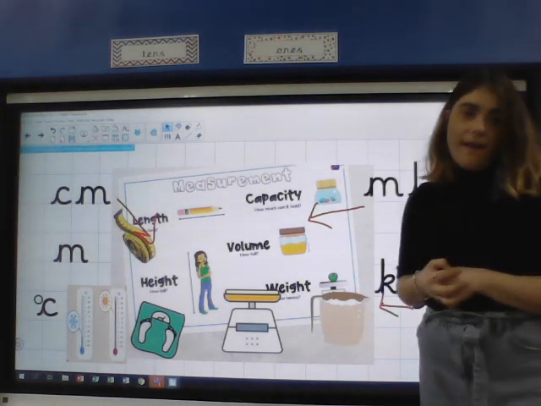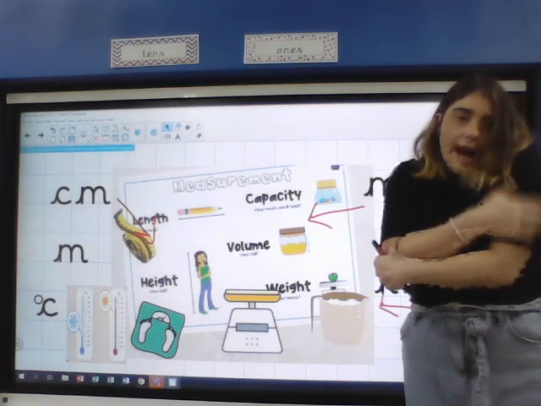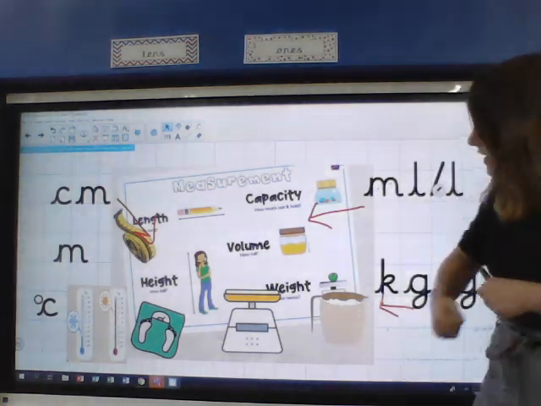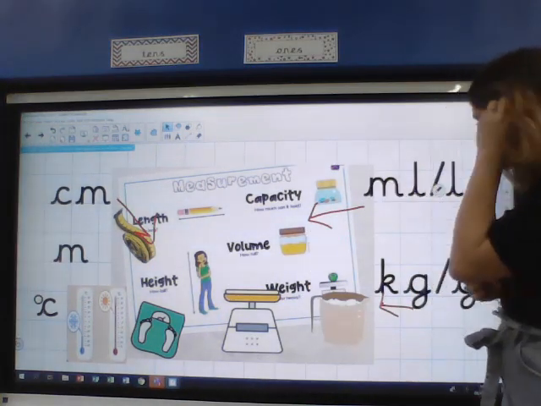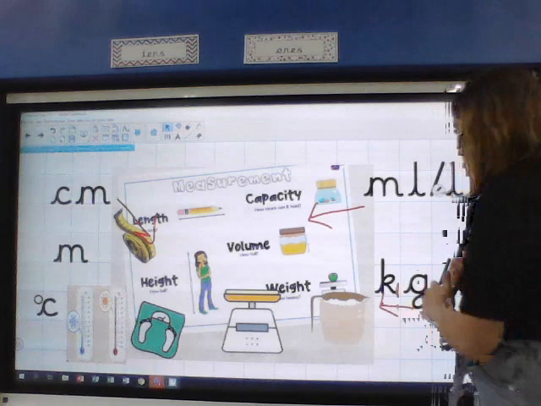And what about the temperature? If we're finding out how hot it is or how cold it is, we measure in degrees Celsius. So that was the start of the week, and we looked at all the different units of measure.